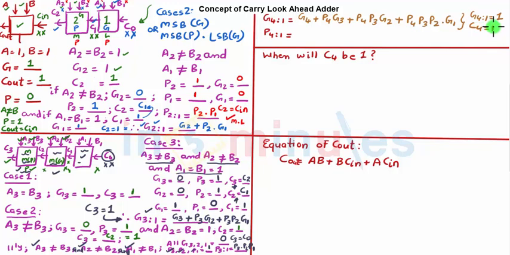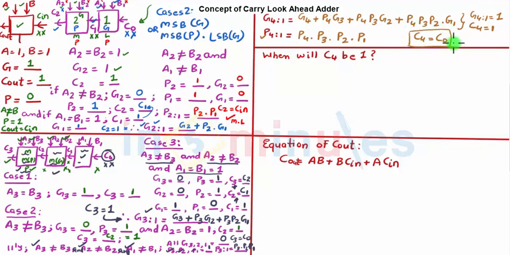P4 to 1 says that my C4 would be equal to my C0 if all the 4 blocks are propagating, which is nothing but P4, P3, P2 and P1. If all of them are propagating, that clearly shows that my group propagate signal is high, and if my group propagate signal is high, my C4 would be equal to C0.